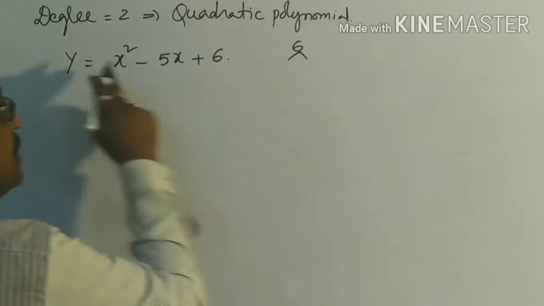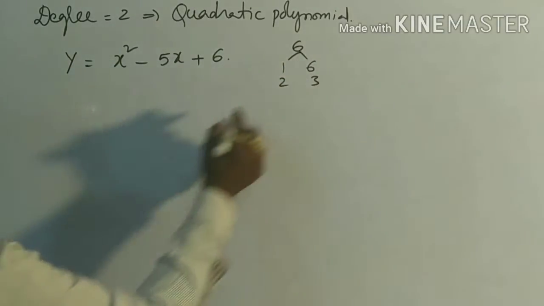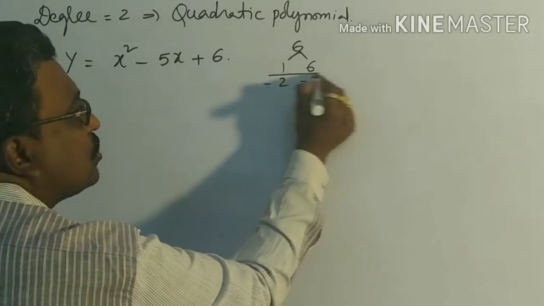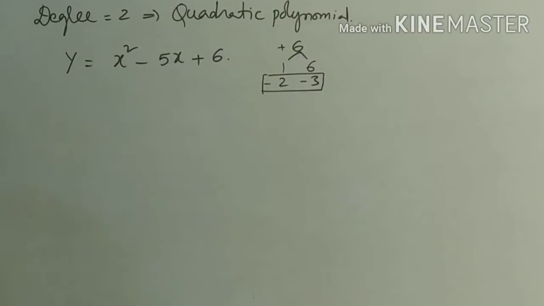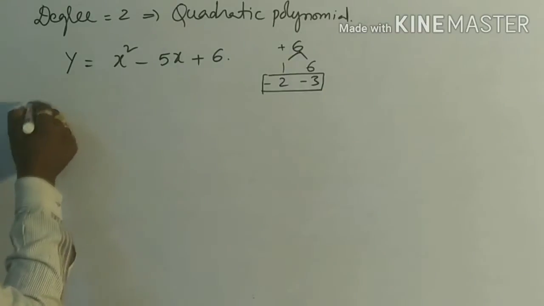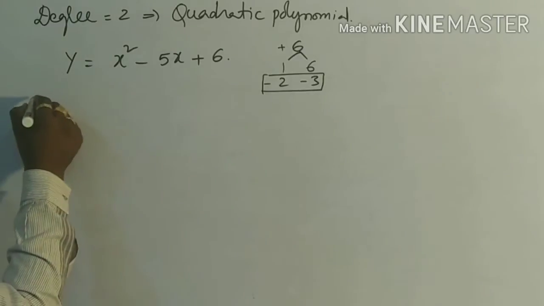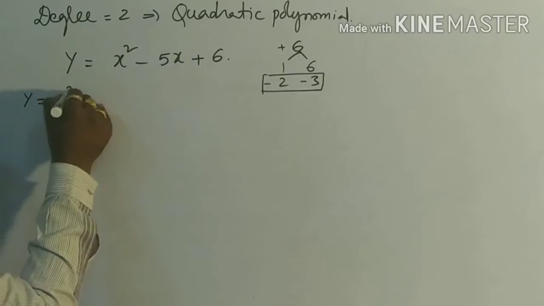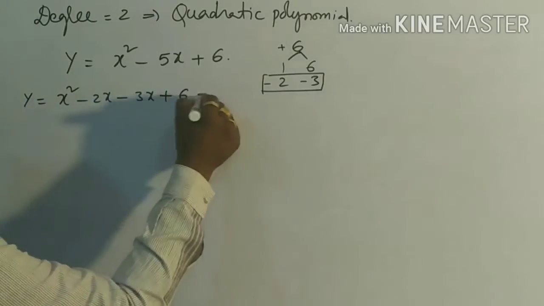For 6, I am doing the factorization. 2 threes are 6, and here minus 5 is there, so minus 2 and minus 3. Minus into minus will become plus. Now y is equal to, first I will factorize, then I will go with the graph. y is equal to x square minus 2x minus 3x plus 6.